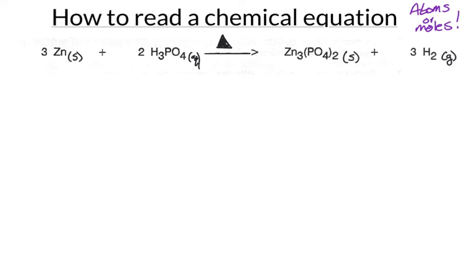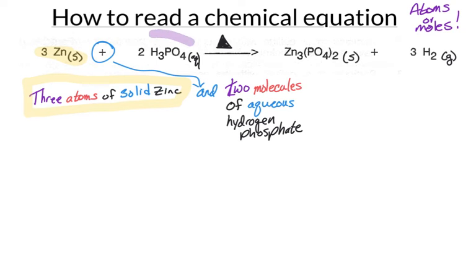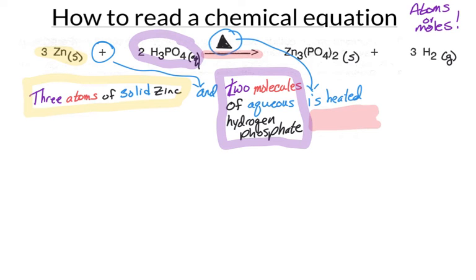As I read this, I see that I have 3 atoms of solid zinc and 2 molecules, and here we have to use molecule because this is a molecular compound, of hydrogen phosphate dissolved in water. We have that triangle above the arrow which says is heated, and then we have the arrow itself which says reacts to form, produces, yields, creates, something like that. One of those terms is used.